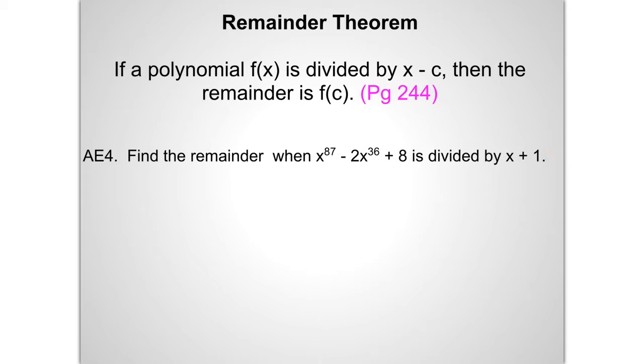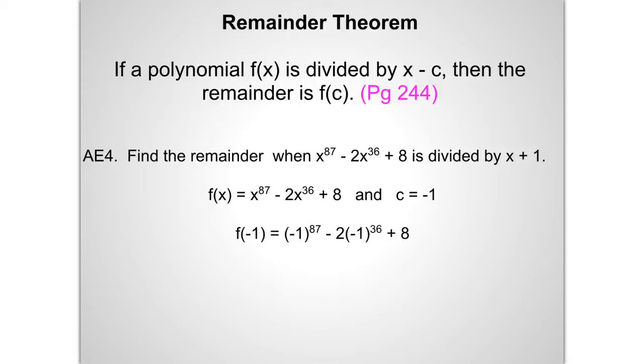Whether we did long division or synthetic division, we'd have to insert a bunch of coefficients in either variables with long division or no variables with synthetic division, but still it would be a rather wide-looking process, right? We'd have to use a wide sheet of paper. Instead, with the remainder theorem, we just have to evaluate the function at -1. So f of -1 is -1 to the 87th minus 2 times -1 to the 36 plus 8. And carefully evaluating our powers, the odd power would produce -1, the even power would produce 1, and -1 minus 2 plus 8 is equal to 5.